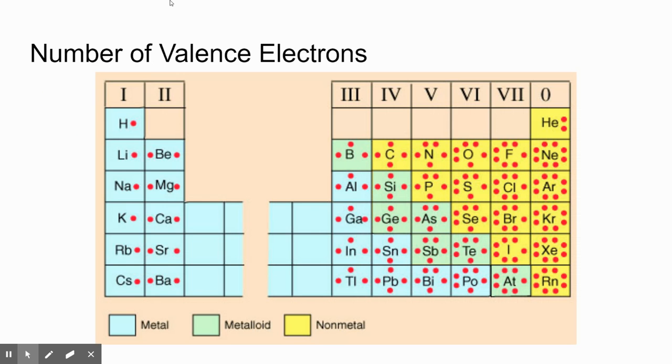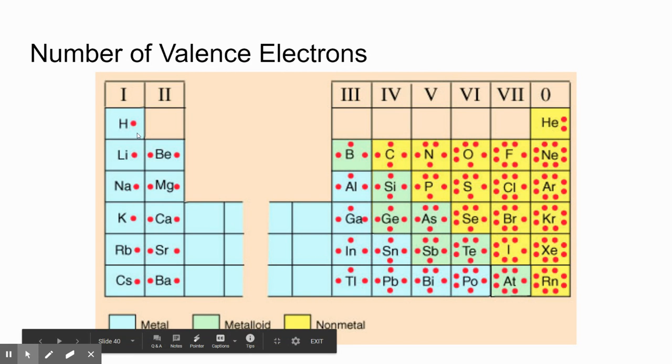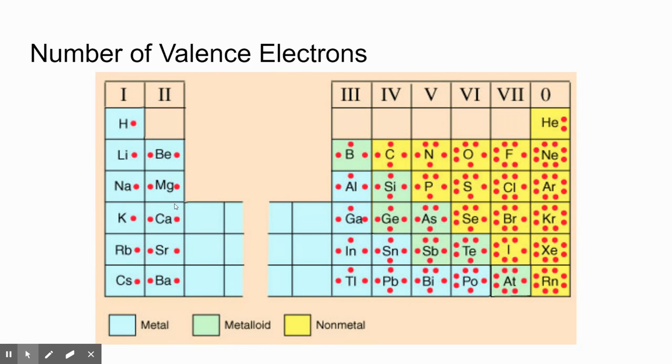Okay, so if we look here, this is a representation of the number of valence electrons. Everything in the first group, all the alkali metals, has 1 valence electron. Everything in the second group has 2 valence electrons.